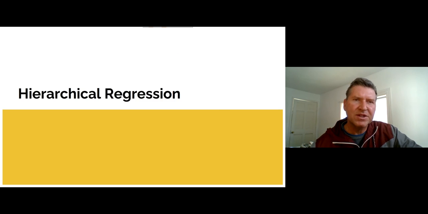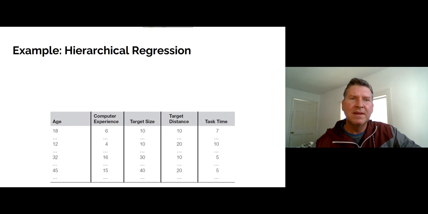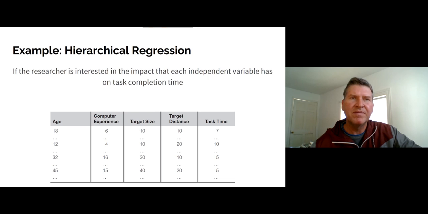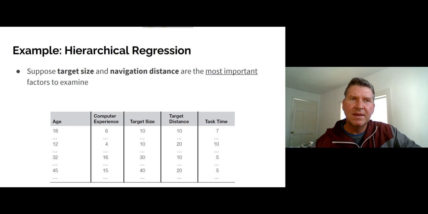With hierarchical regression, we need to look at each independent variable separately. So here we have these 5 columns. Remember, task time is our dependent variable. And we're trying to see how each of these others, age, computer experience, target size, and target distance, impact task time. So let's say that we've done some previous studies, maybe a pilot study, or maybe we've looked in the literature. We found that target size and navigation distance are the most important factors to examine. And again, this is determined in advance.